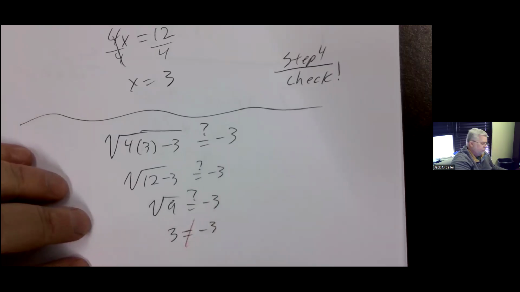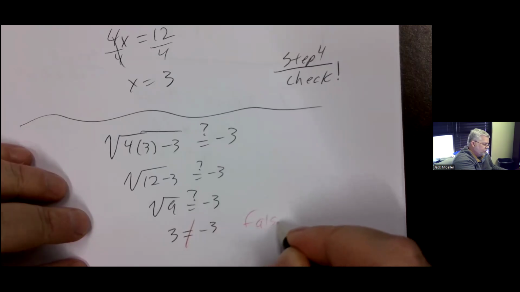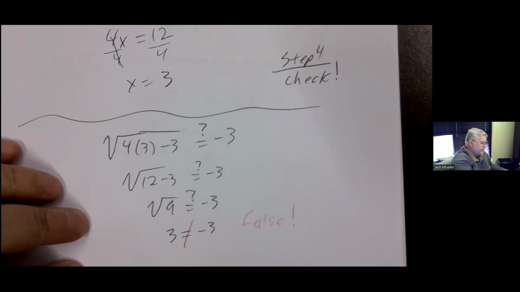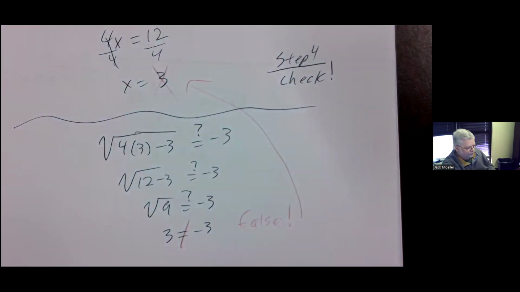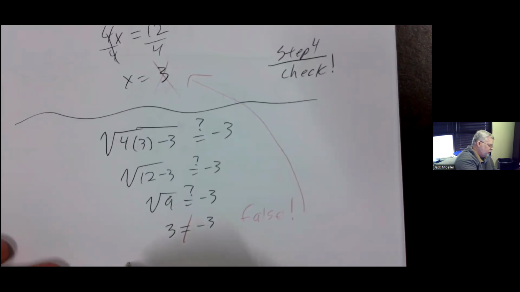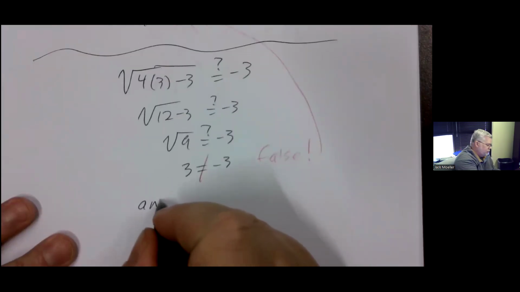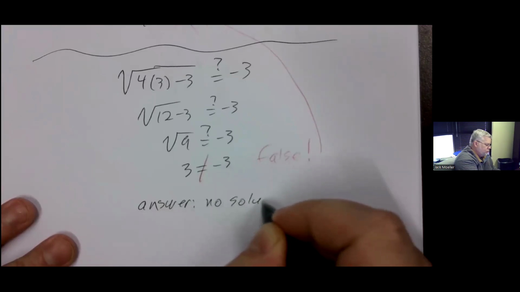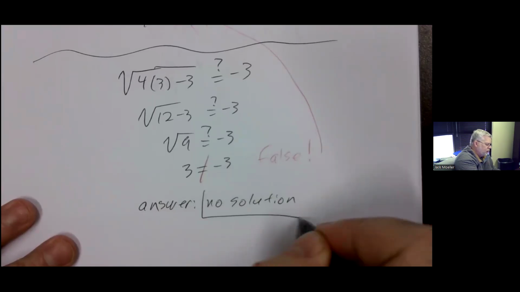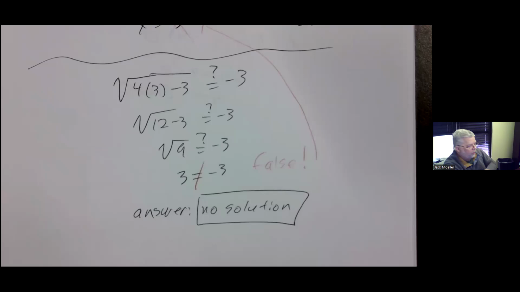What does that mean? That is a false statement. What that means is the one answer we got does not work. And since the one answer we got doesn't work, our actual answer is no solution. Algebraically, there's only one number that would have worked, but if you plug it in, it doesn't.